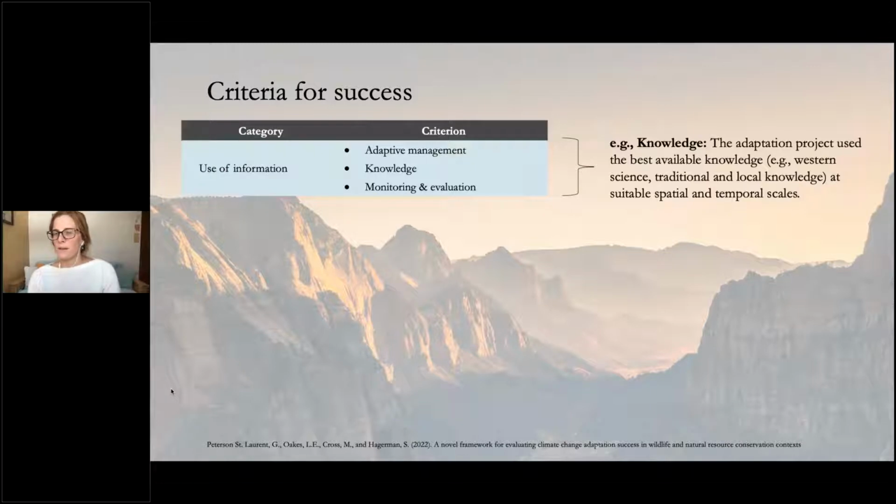The first is use of information. So these included criteria such as adaptive management, knowledge, monitoring, and evaluation. Knowledge, just to highlight, for example: does the adaptation project use the best available knowledge at suitable spatial and temporal scales?